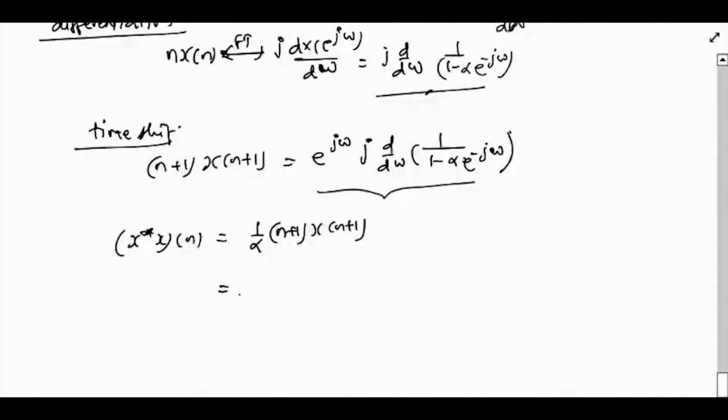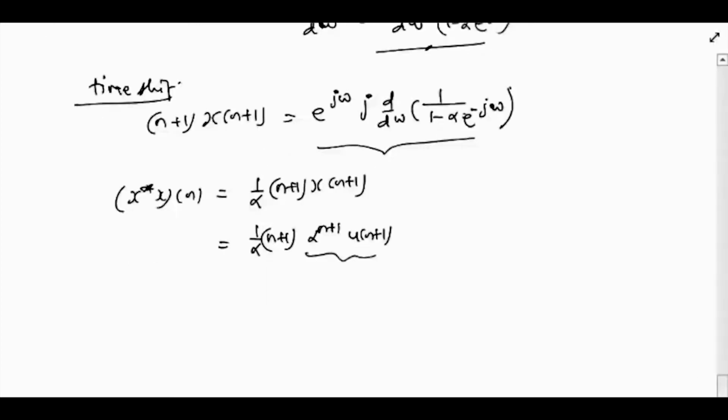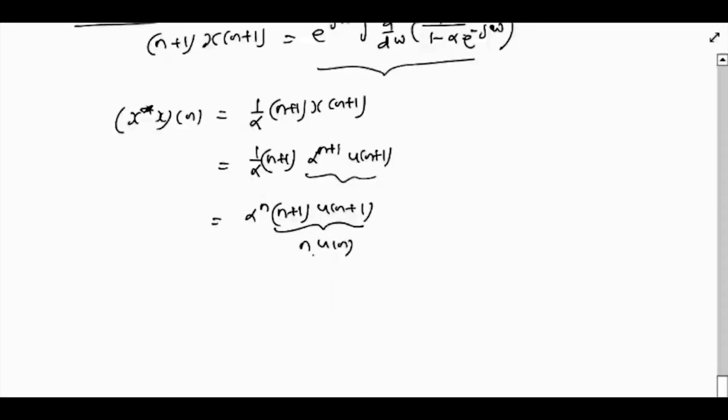By substituting the value of x[n], which is alpha raised to n u[n], I see that the right hand side becomes (n plus 1) alpha raised to n plus 1 u[n plus 1]. Notice that this is the same as (n plus 1) alpha raised to n u[n], because the only point where the two could differ is n equals minus 1, but at n equals minus 1 both of these functions are 0. So we see how we use several properties to compute the convolution of x with itself.